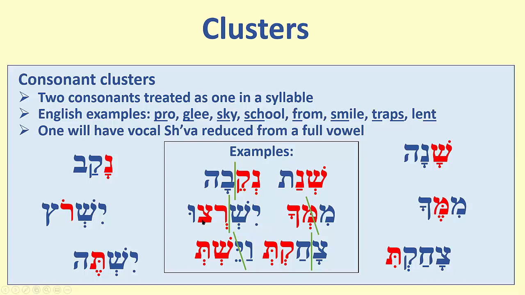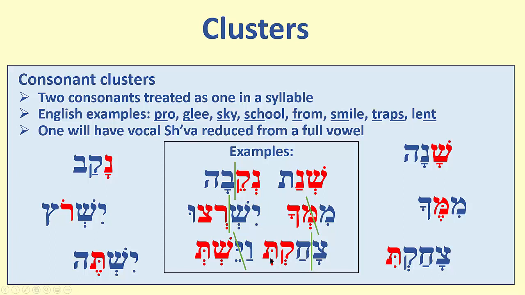In yishritzu, we can look to another verbal conjugation, the one that says he will instead of they will, and we see an O vowel attached to the resh, yishrotz. So it's this O vowel that gets reduced to the schwa. The last two examples are a little bit trickier.